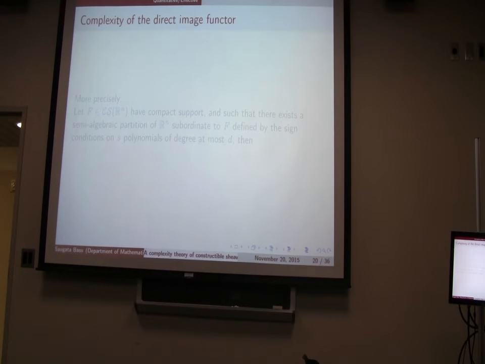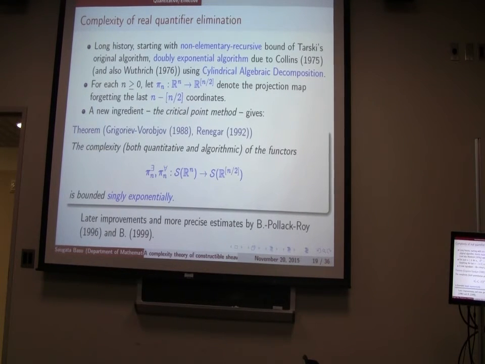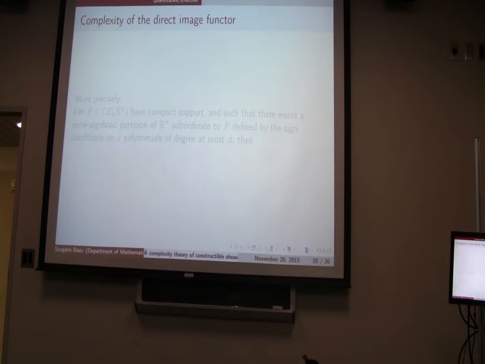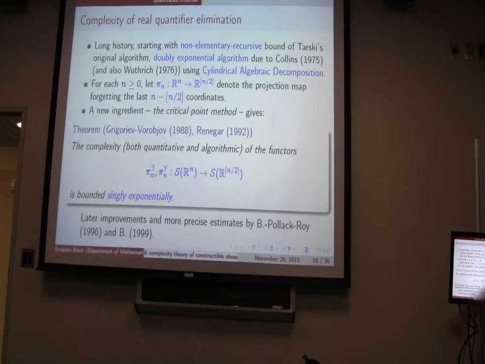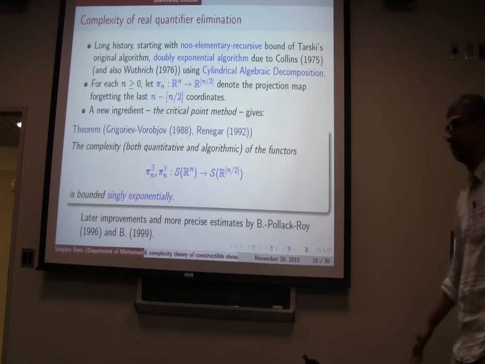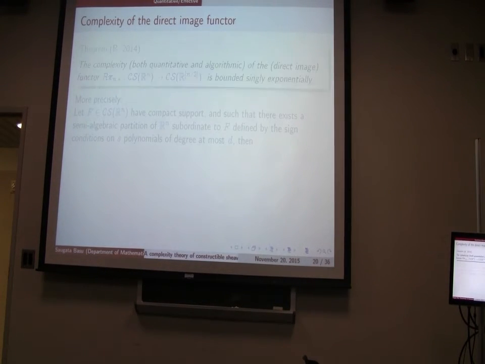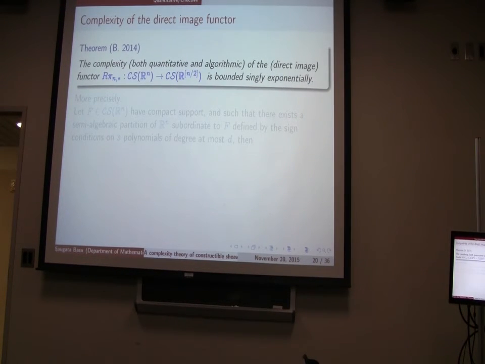But what I want to mention is this. One would then like to ask what happens in the category of constructible sheaves. And of course one has to be careful. What I would like to say is, just as before, that these two functors have singly exponential algorithmic complexity. That is, the direct image functor from constructible sheaves on R^n to R^(n/2) should also be bounded singly exponential.